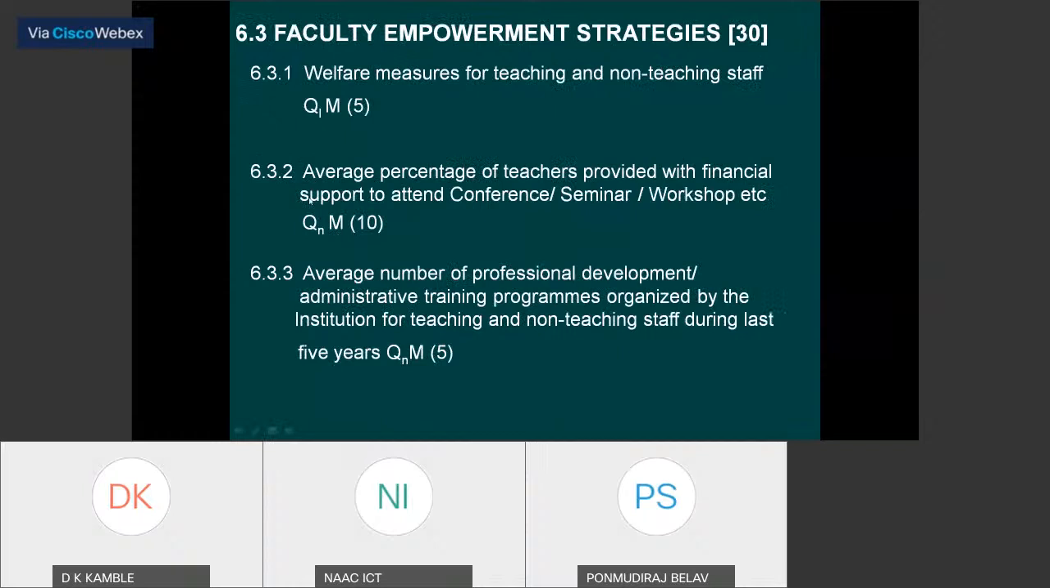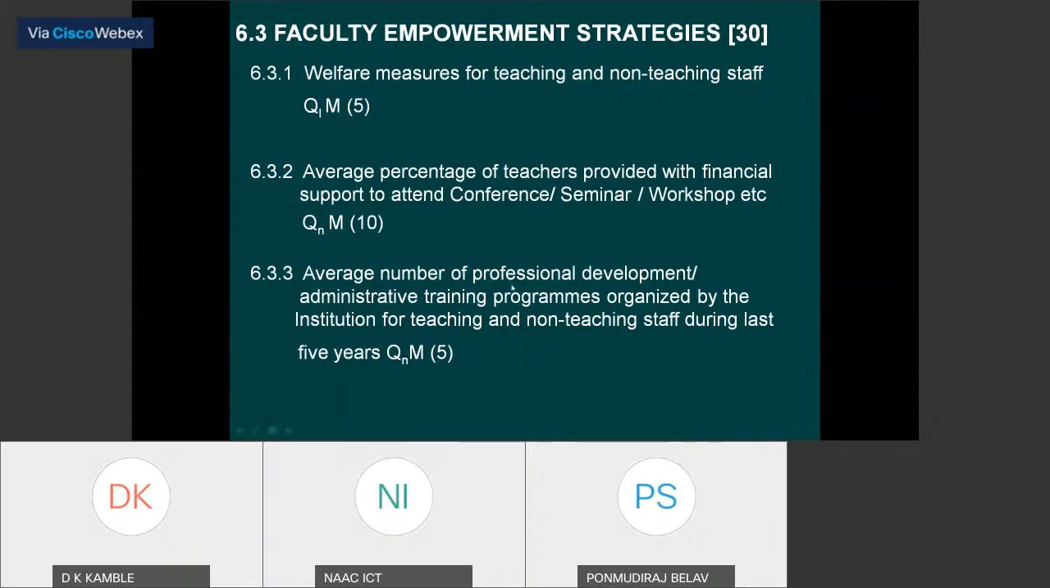Then coming to the next quantitative metric: average percentage of teachers provided with financial support to attend conferences or seminars. If the institutions provide yearly support for some teachers to attend programs like conferences and seminars, most institutions give only a sanction letter from the management. No, that is not enough. Apart from that, transaction details are required. How is the institution providing money to the teacher, through cheque, RTGS, or voucher? That transaction detail is required for this metric.